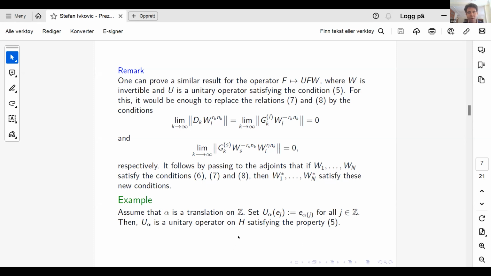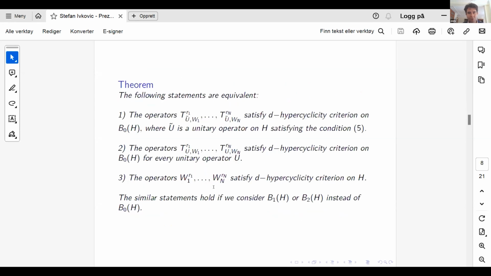So now you see why it was useful to enumerate the orthonormal basis by the integers and not by positive numbers, because then we can easily construct examples of unitary operators satisfying these conditions. So there is a whole class of these unitary operators. And now we have the main theorem, and we shall spend some time on this theorem. So we have three equivalent statements.